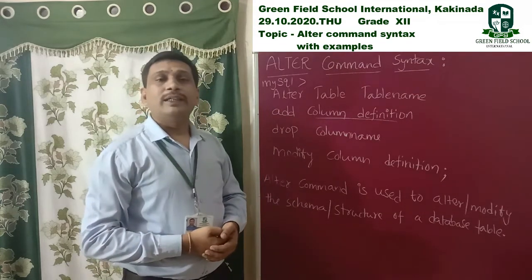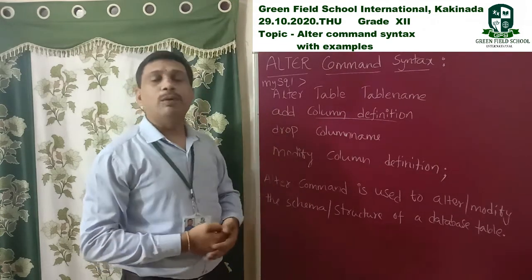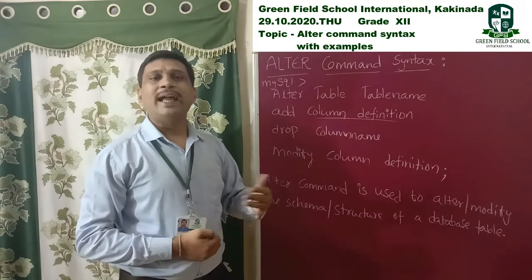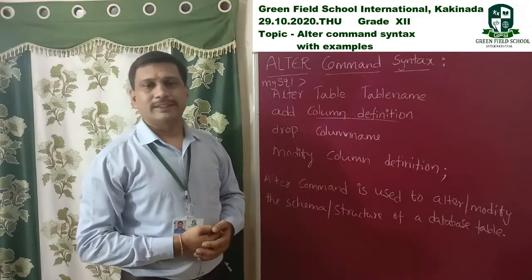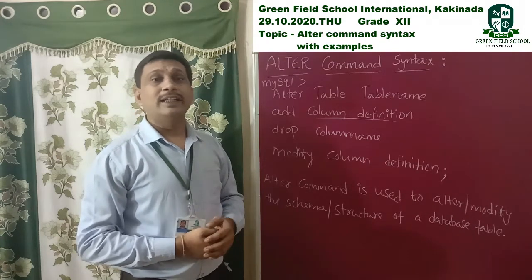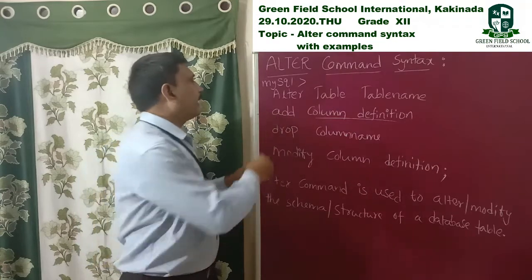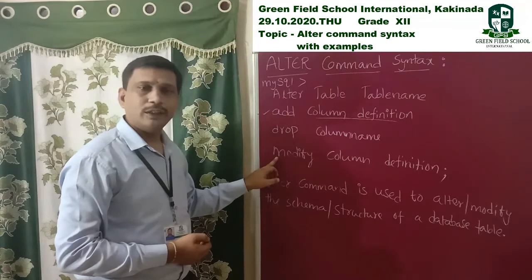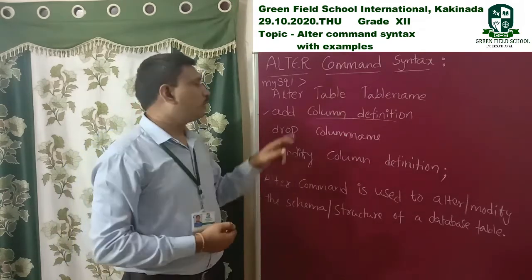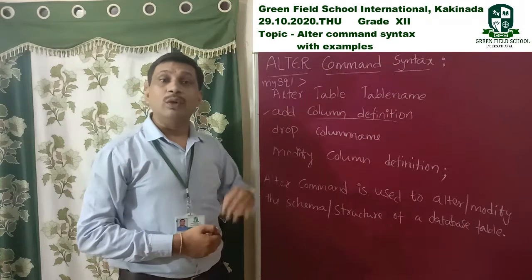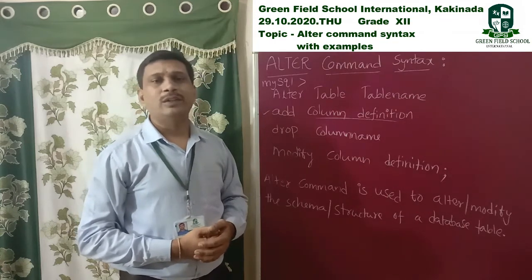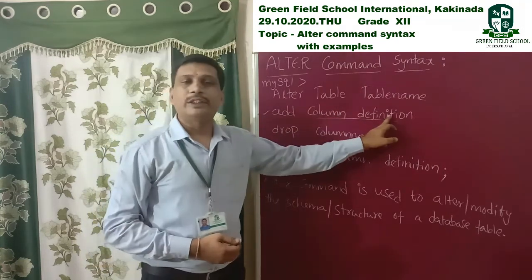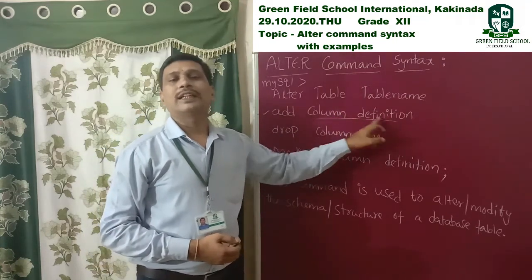This command is helpful to add one more column after creating the table. Suppose I add one constraint, then we go for this add option. So it has three options: add, drop, modify. When we add one more column, we go for add column definition. When we add one more constraint, we go for this add, and we specify here the constraint definition.